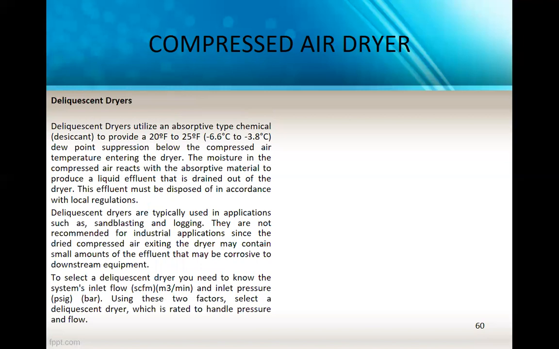Next type, the least common, the liquid dryer. It utilizes an absorption type chemical desiccant to provide 20 to 25 Fahrenheit dew point suppression below the compressed air temperature entering the dryer. The moisture in compressed air reacts with the absorbent material to produce a liquid effluent that is drained out of the dryer. This effluent must be disposed of in accordance with local regulation.